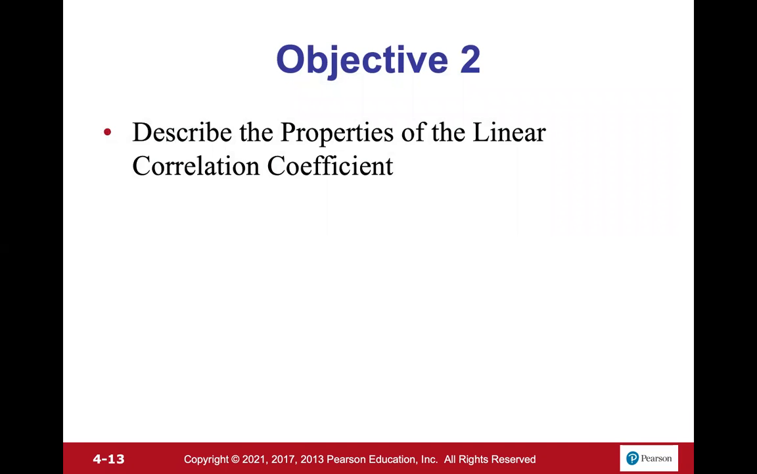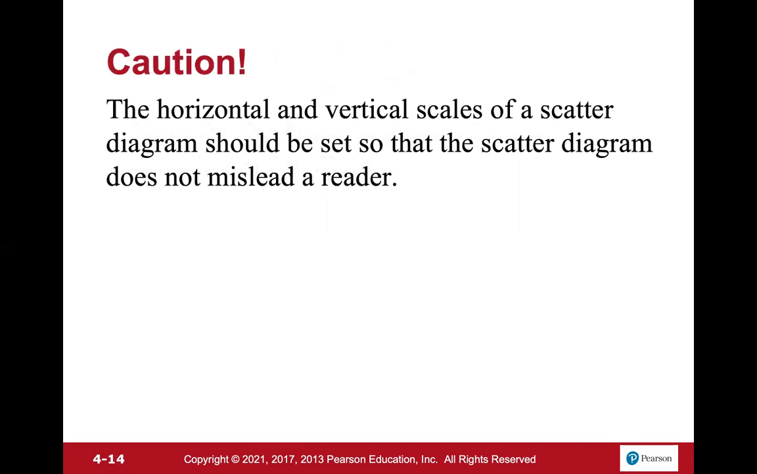Okay, so describe the properties of the linear correlation coefficient. Ooh, finally some math. Okay, so the horizontal and vertical scales of the scatter diagram should be set so that the scatter diagram is not misleading to the reader. So again, this is going to show a little bit of bias, and we're going to see that right here. What we should not do is have this labeled, say like 0, this is 2, this here is 8, this is 100, this is 500, this is 1 million, and then show a linear correlation like this.